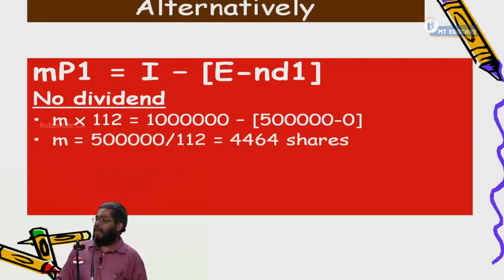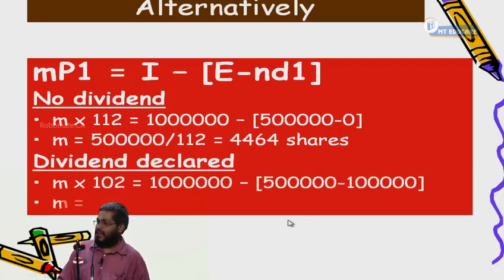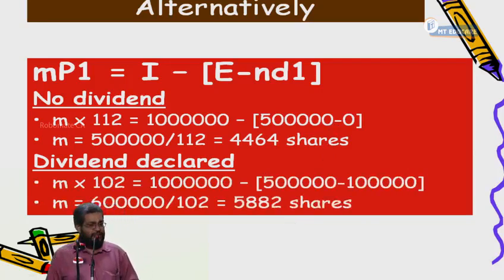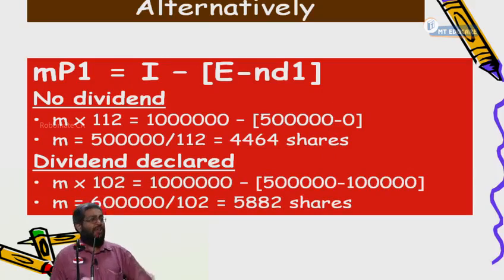Accepted? Now, tell me the calculation for this: M into 102 is equal to 10 lakhs minus 5 lakhs minus 10 into 1 lakh. If I just rearrange, I'll get the number of shares as 5,882 shares. This is the formula for finding the new number of shares to be issued. Always in examination, in a Modigliani Miller problem, they ask how many new shares are to be issued as per MM. This is how it should be answered. Everybody, are you following or not? So now the question has been answered here.